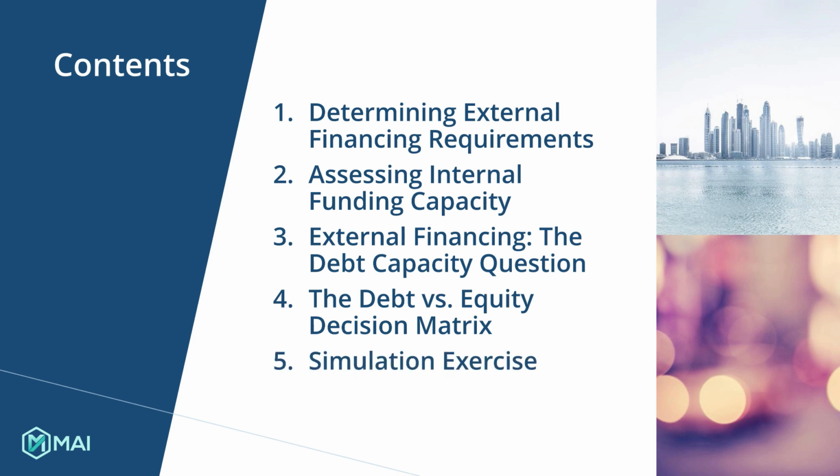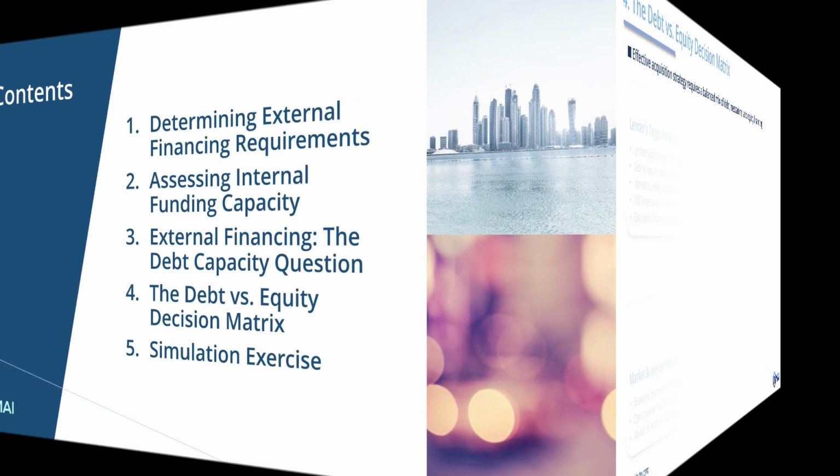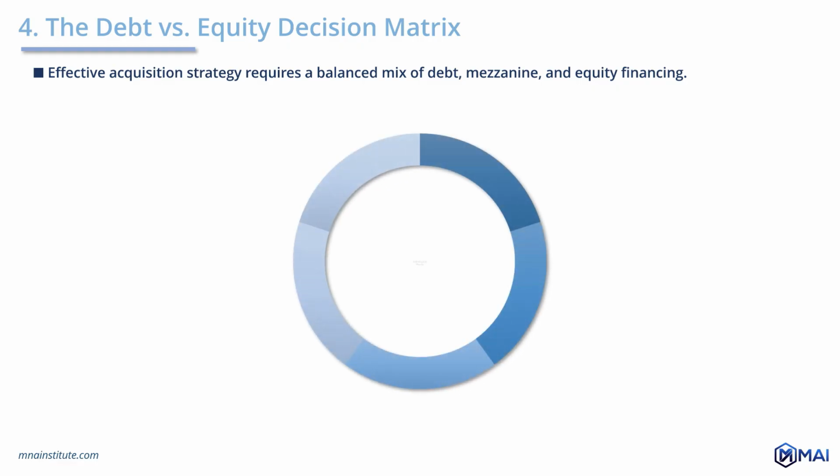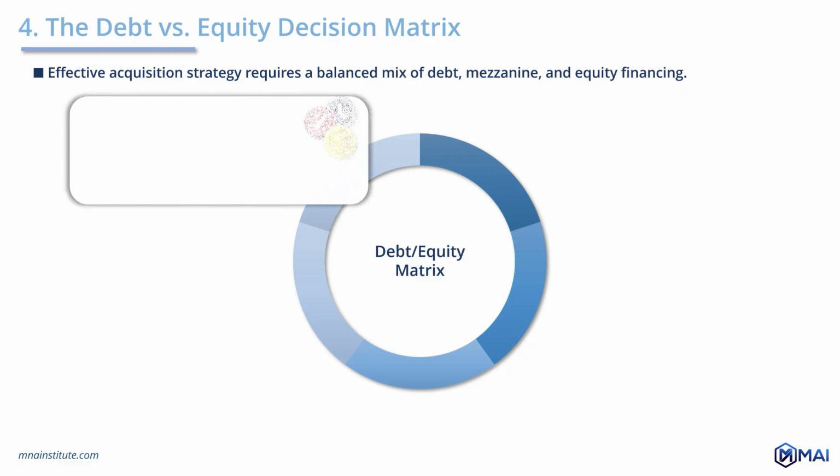5. Simulation exercise. After assessing internal funding capabilities and exploring debt capacity, companies must decide on structuring the right mix of debt, mezzanine, and equity financing. This decision is pivotal as each type of funding offers distinct advantages and trade-offs, including tax implications, cost of capital, and control over the business.